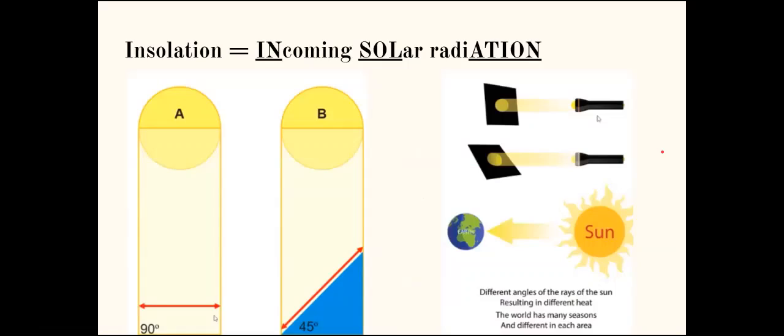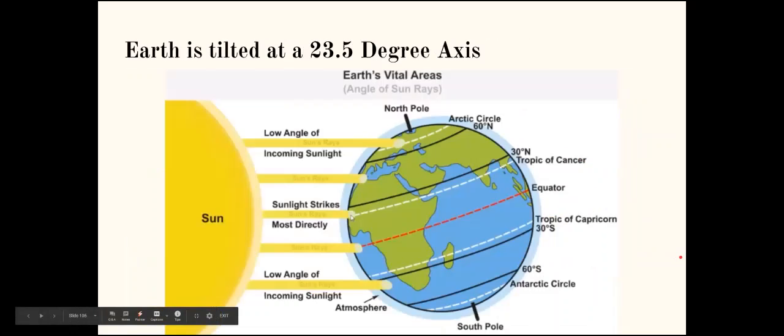Now, one thing you could do to kind of see this is actually by using a flashlight. If you have ever used a flashlight against the wall, you'll see that it has a certain area, but if you tilt the flashlight or tilt the surface, the light is going to appear to be larger, but it's going to be less bright. It'll become dimmer as the angle increases.